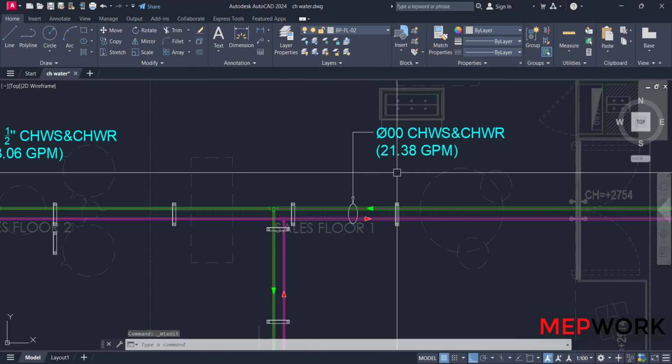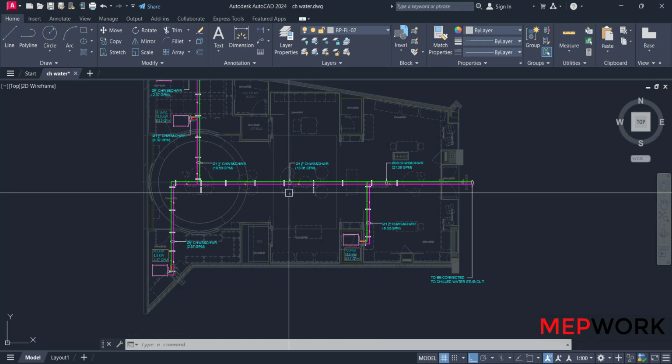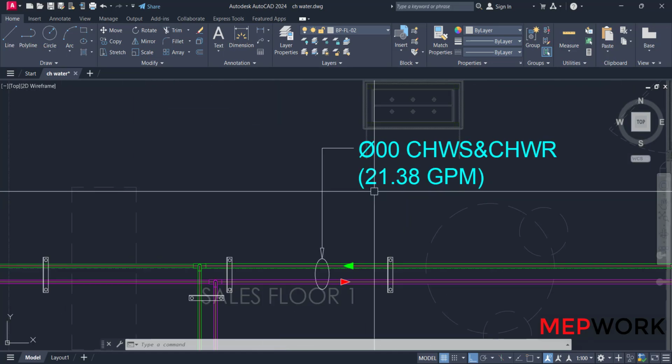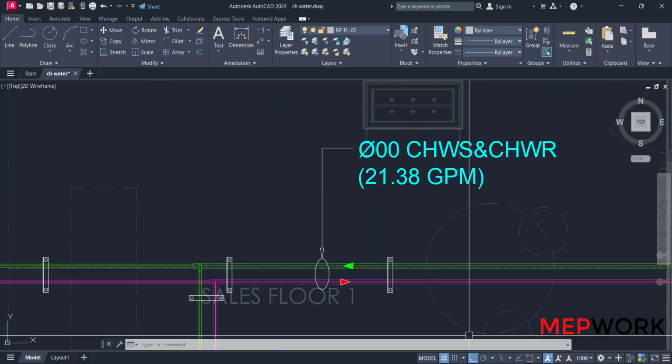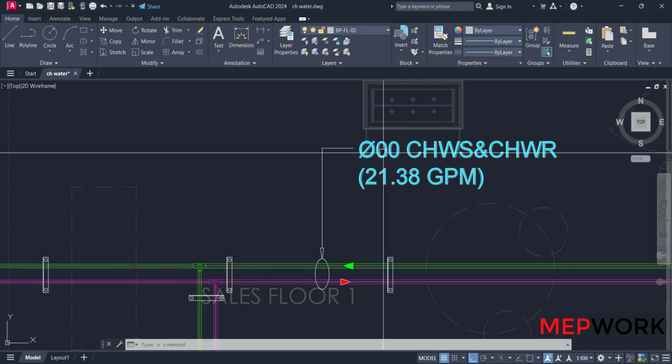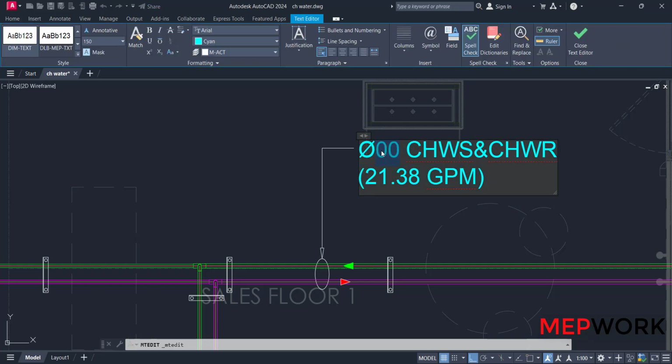The final section carries all the fan coil units after it, and it is the sum of all fan coil units. The water flow rate is 21.38 GPM. Go to Pipe Sizer. This size is not accepted. Take the upper size, 2 inches. It can carry up to 35 GPM, so this size is accepted. And also the fluid velocity is less than 4 feet per second and is accepted, so this size is enough. 2 inches.